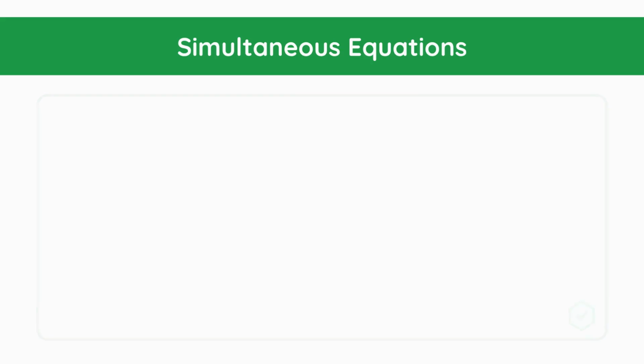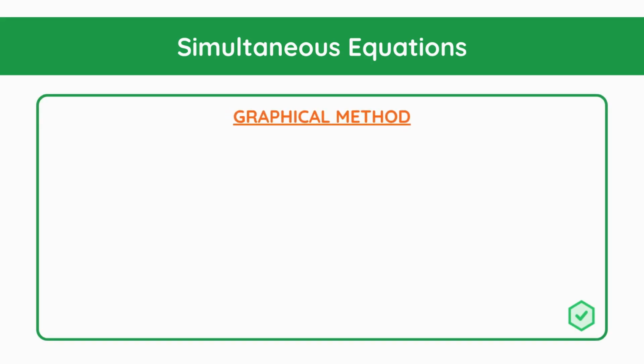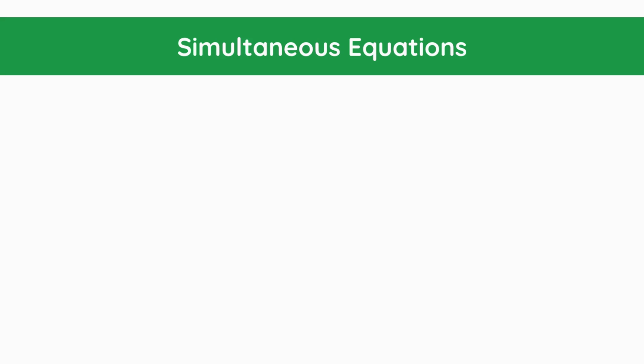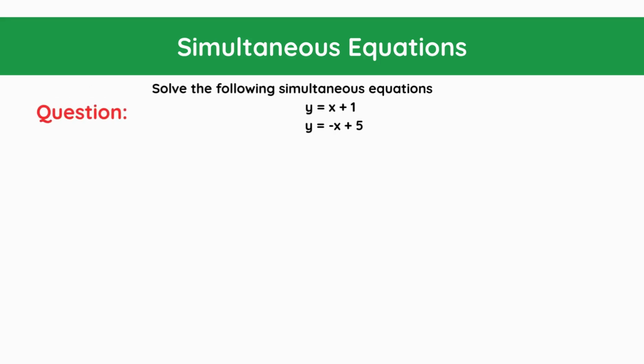Now let's quickly cover the third method, the graphical method. The graphical method is exactly what it sounds like. You take both equations, plot them as straight lines on a graph, and the point at which the two lines cross is your solution. Let's take an example. Suppose we have y equals x plus 1 and y equals minus x plus 5.